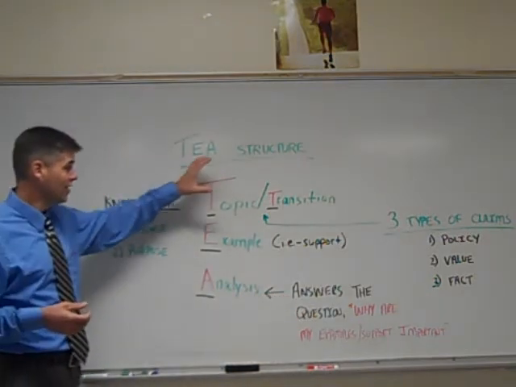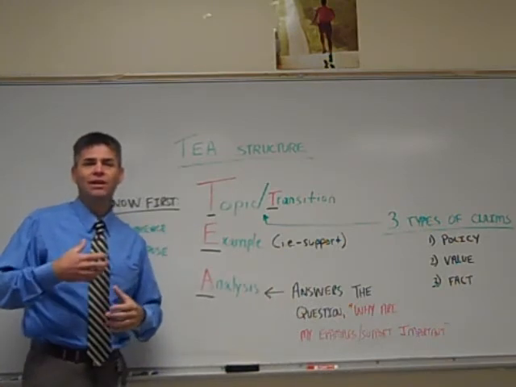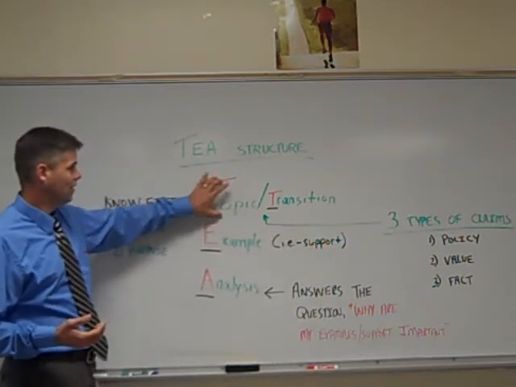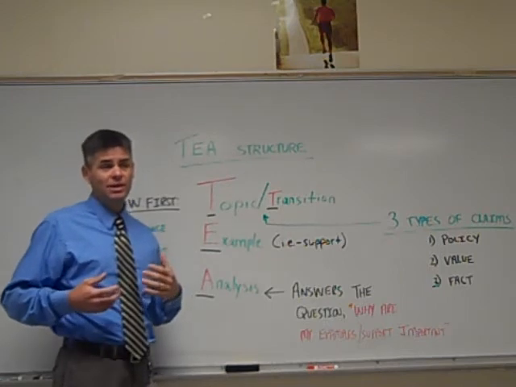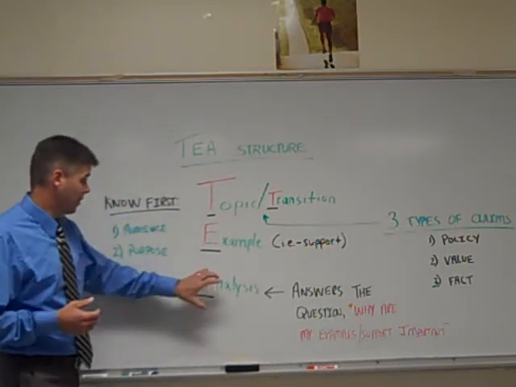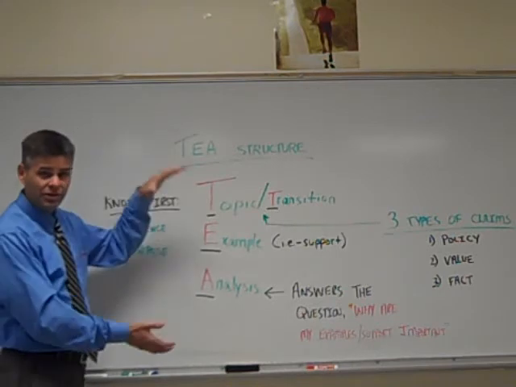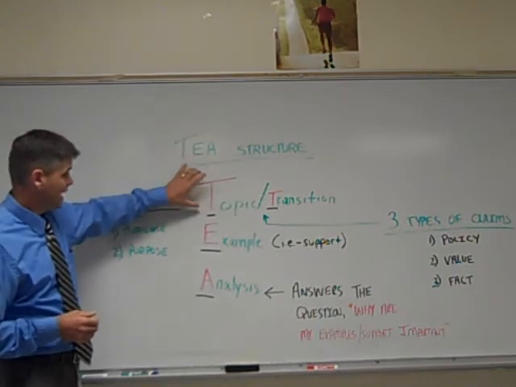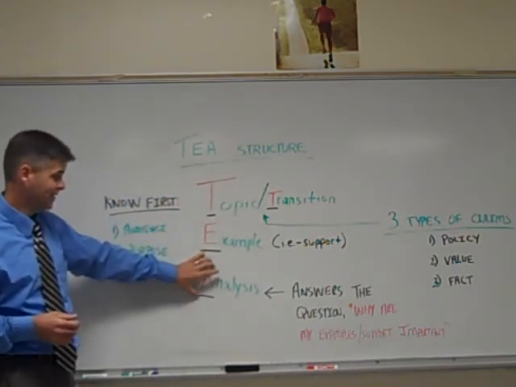Okay, as a writer, sometimes we assume that the reader is able to make inferences based on our support of our position or our topic. And that's not always the case. Sometimes that needs to be explicitly stated through your analysis. And we'll look at examples in class. I just want this video to serve as an introductory piece. So your TEA structure again, topic and transition, examples, and analysis.